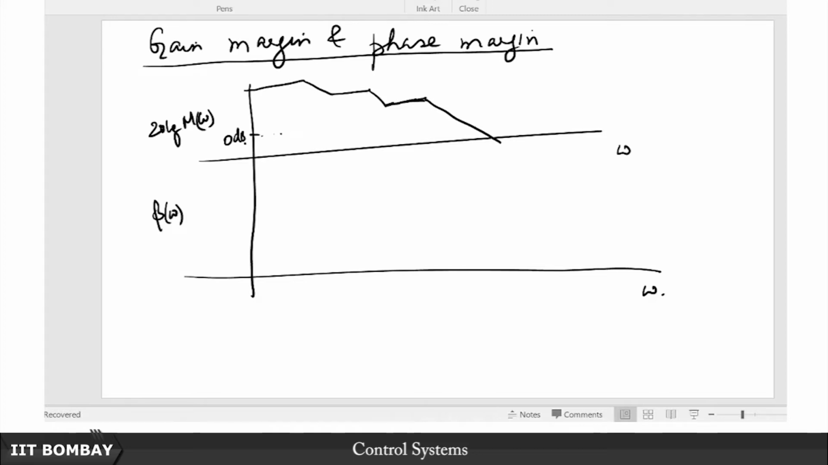So now, just like we have this bandwidth, which is the intersection of this magnitude plot with the minus 3 dB line, similarly we also have this intersection of this 0 dB line with our magnitude plot. This frequency is what we call the gain crossover frequency. So that is omega GCF. So this is the gain crossover frequency. I will explain why these are critical junctures.